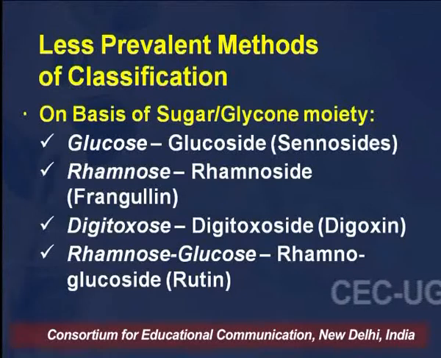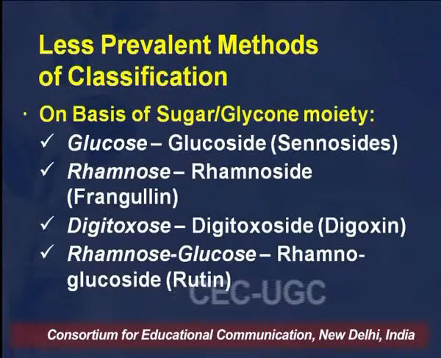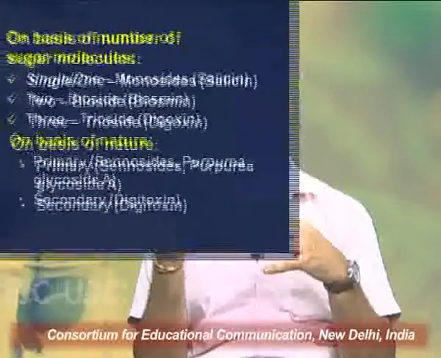Similarly, if two types of sugars are present, for example rhamnose and glucose, then such glycosides are known as rhamnoglucosides. Rutin, a flavonoid glycoside, is a common example of this type where two sugars are present. The next less prevalent method is based on the number of sugar molecules present in a glycoside. If one sugar molecule is present, we call it a monoside, and a common example is salicin. If two sugar molecules are attached to an aglycone, we call them biosides or bisdesmosides, and bioside is a common example. If three sugar molecules are attached, we call them triosides, and digitoxin or digoxin is a common example found in digitalis. Likewise, if four sugars are present, we call them tetrosides, and so on and so forth.